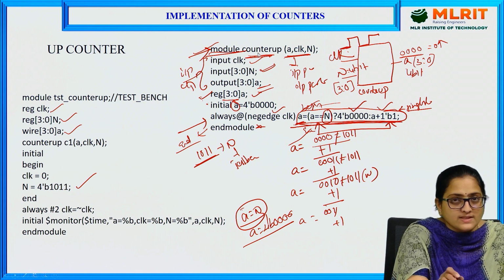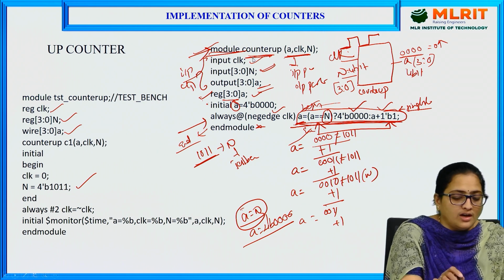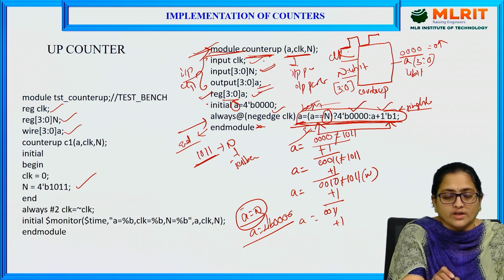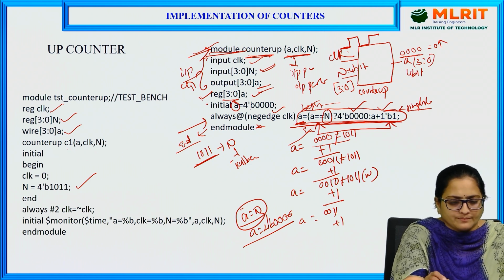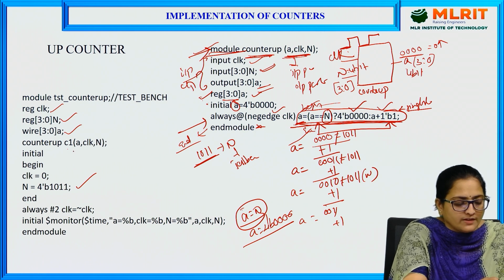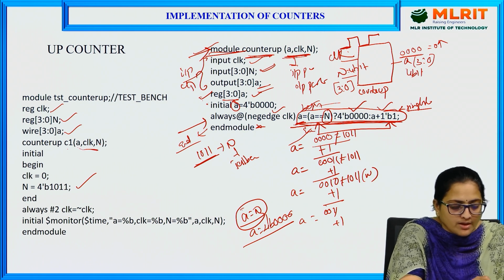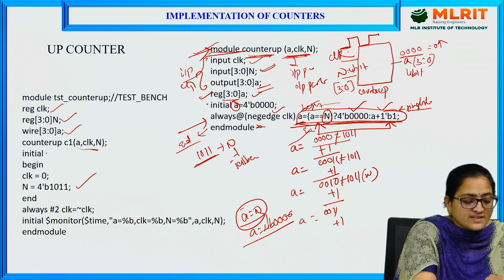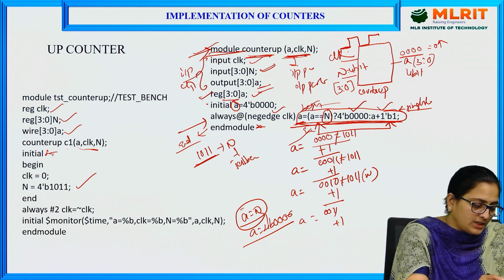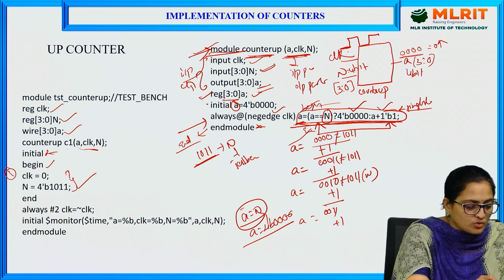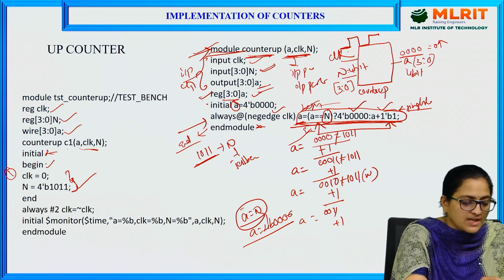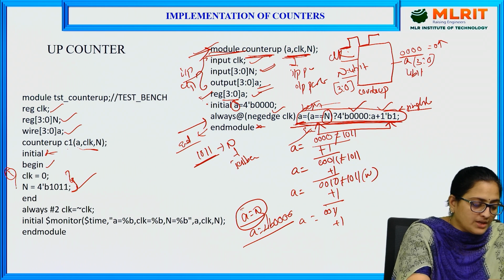Whatever the design name, or whatever the module name is given here, the same has to be called here. That is why counter_up, and the counter instance name is C1, and the ports have been given in the same sequence: A, comma, clock, comma, N. Now here is the initial statement, where all the statements under initial will be executed only once. Initial, here begin, and I'm using two different procedural assignments, so these two statements have to be given within a begin block.